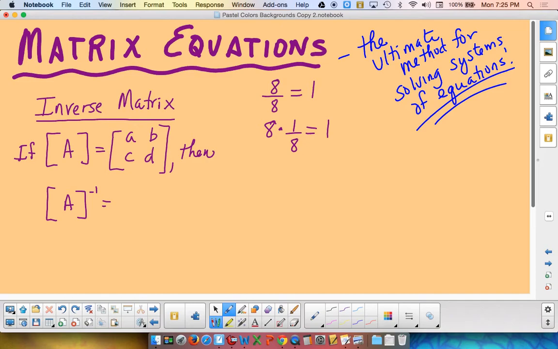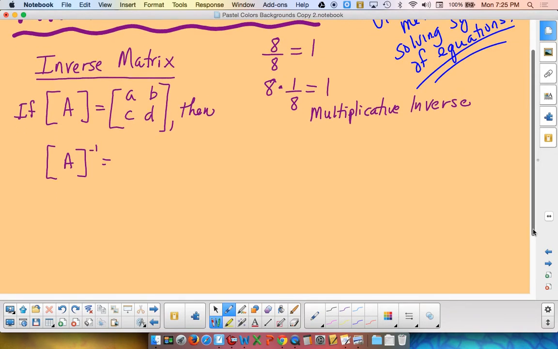Do we know how to multiply matrices? Yes. But you have to remember, what is this called when you multiply a number times its reciprocal? The fancy name for that property is the multiplicative, isn't that a great word? Multiplicative inverse. You're multiplying by the inverse. So we have to figure out how to do an inverse matrix. That's the first step. Once you know how to do an inverse matrix, then you can use it to solve all kinds of things.